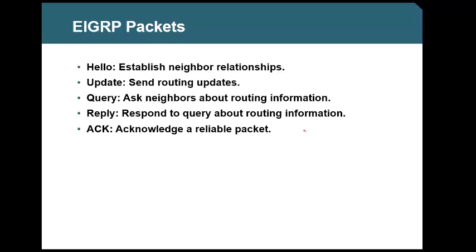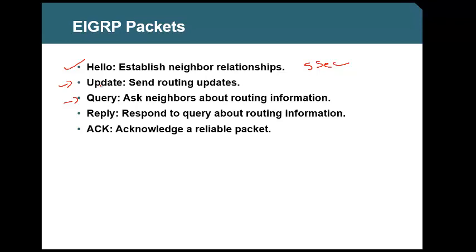Go ahead. EIGRP has 5 different types of packets. One, the hello packet, which is a tiny packet which helps to discover the neighbor, maintain the neighbor, recover the neighbor, and which is sent every 5 seconds. Updates are sent whenever there is a change. Queries are sent if the primary path is lost and there is no backup path.